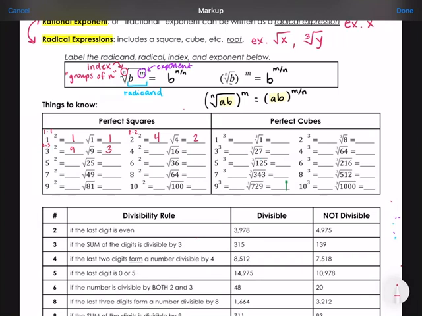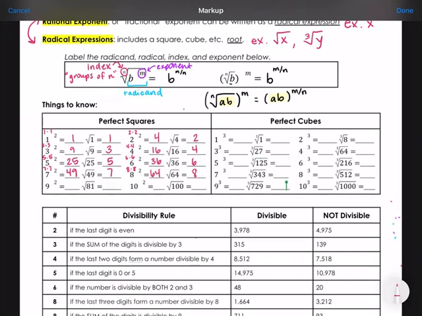3 squared is 3 times 3, that equals 9, so the square root of 9 is 3. 4 squared is 4 times 4, that equals 16, so the square root of 16 is 4. 5 squared is 5 times 5, equals 25, so the square root of 25 is 5. 6 squared is 6 times 6, it equals 36, so the square root of 36 is 6. 7 squared is 7 times 7, it equals 49, so the square root of 49 is 7.